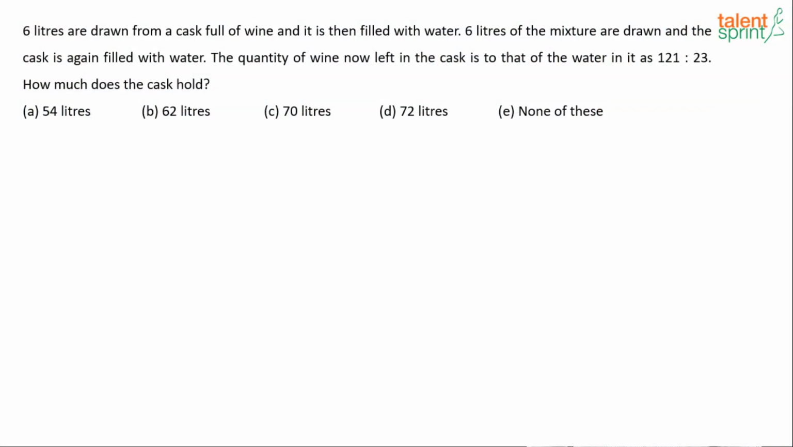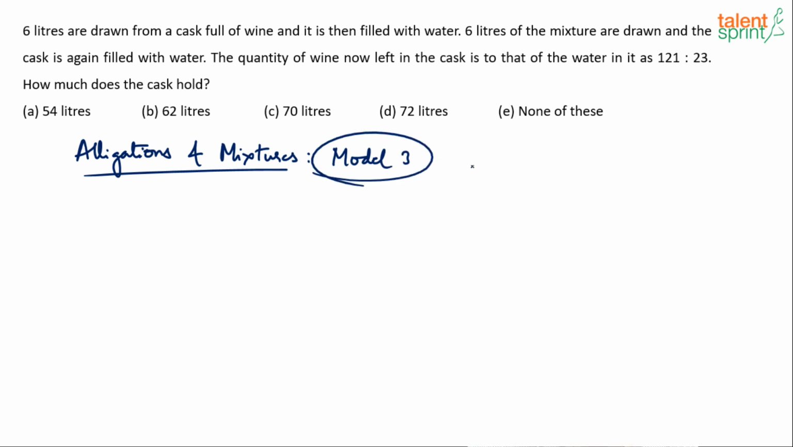Next question. This again is a standard question type. I would prefer using the formula to solve this question. If you go through our videos, this is Alligations and Mixtures Model 3. In our basic videos on alligations and mixtures, we've got four models: 1, 2, 3, 4. This is model 3. This whole question is based on model 3, and if you know that shortcut formula in model 3, you'll be able to solve this question in about 10 seconds. Let me read the question first.